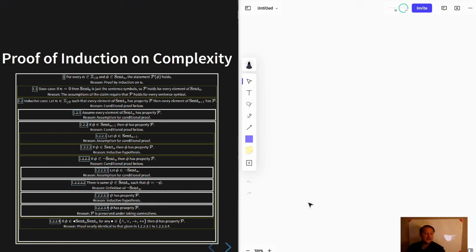So now that's all three cases. That's sent n, negation sent n, and bullet sent n. So that's all three cases. So in every case, phi has property P, and that's exactly what we wanted to prove for the inductive case. So we're now done with the inductive case, therefore we're done with the proof by induction, which means we're done with the whole proof.